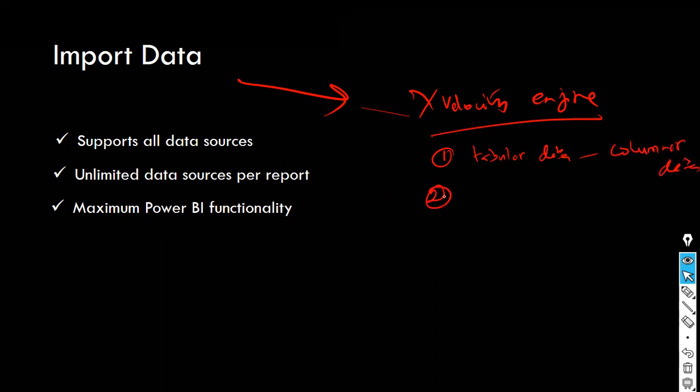And then the next step is it compresses the data and loads the compressed data into memory. Okay, in memory. Load the compressed data in memory. So once you compress the data and load it in memory, obviously the memory consumption will also be less.